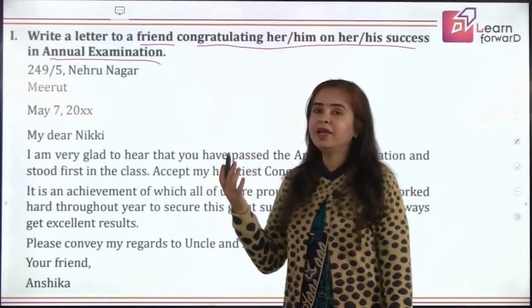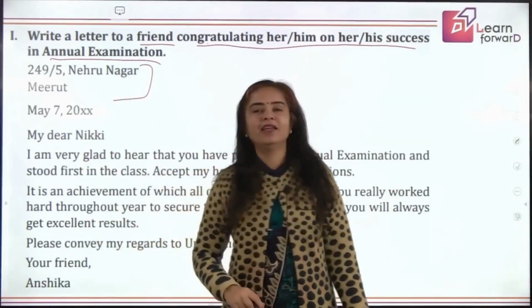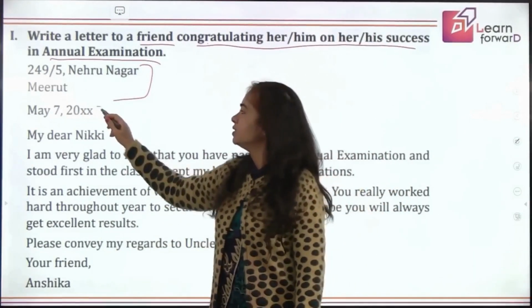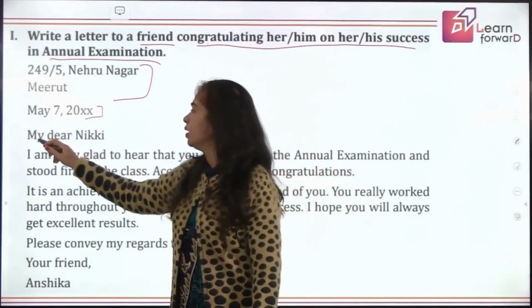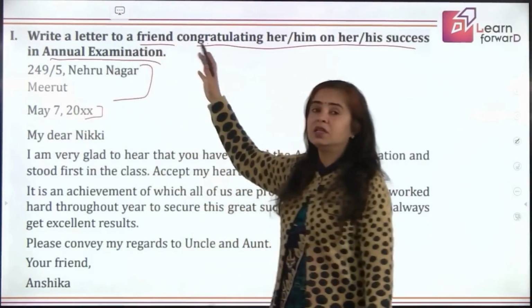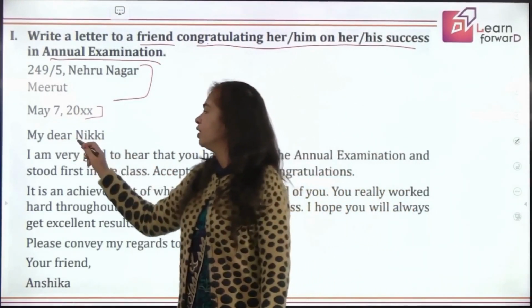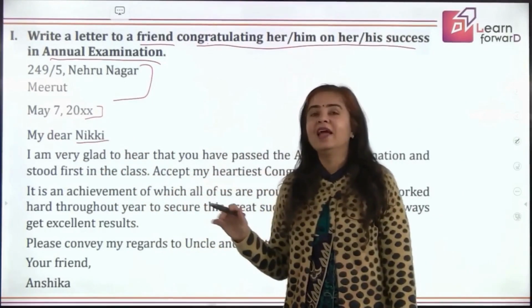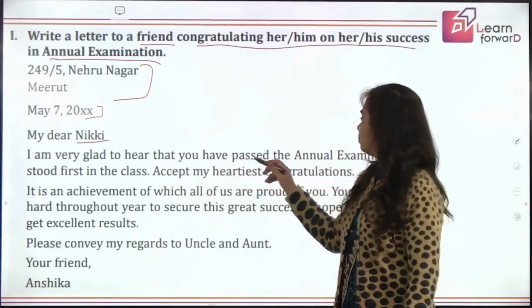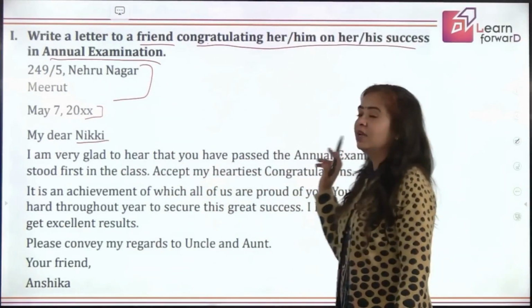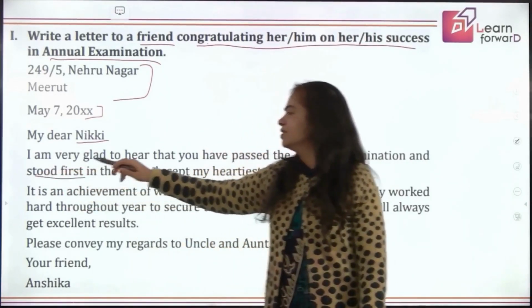So how do you begin? The first thing you have to write is your address, right? Then you write the date. And finally, we begin addressing the person you are writing to. Because here the name is not mentioned, children, you can write the name of any of your friends, "My dear Nikki." And then you begin with, "I am very glad to hear that you have passed the annual examination. And stood first in the class."